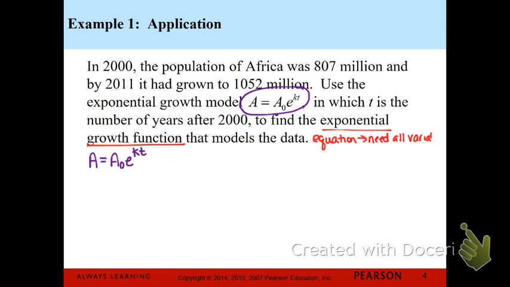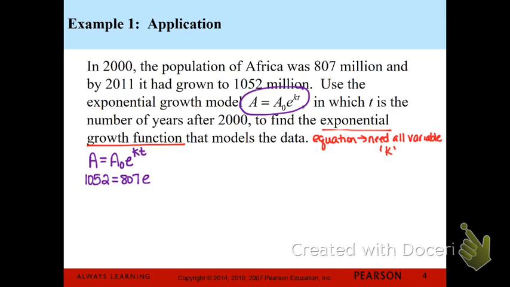In particular, because one they're not going to give me, I need to find K, which is the rate at which something is occurring. All right, so let's go through it. So I have A. What did you tell me A represented? The ending amount. Do I know an ending amount of this population? Yes, 1052 million. Equals, do I know a beginning amount of that population? Yes, 807.